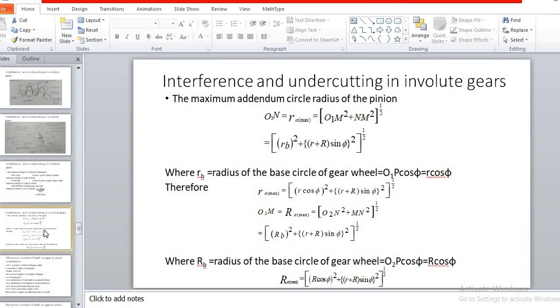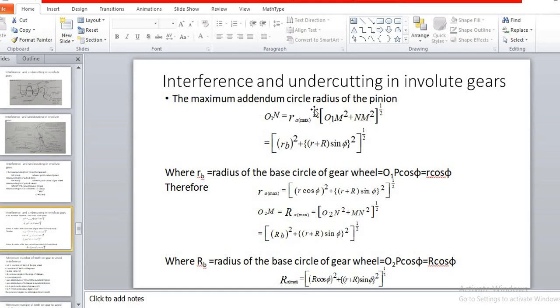And now here we are interested to find out the array maximum, the maximum addendum radius. What will be the maximum addendum radius for the pinion and the maximum addendum radius for the wheel or gear? That we are interested to find out.